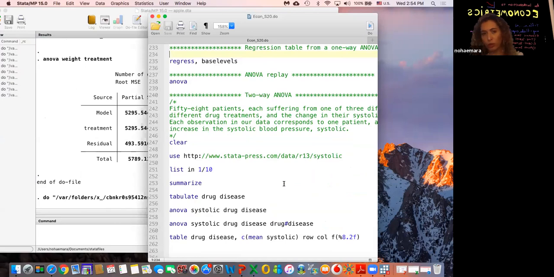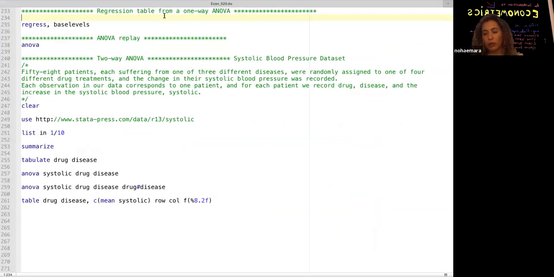The next one is the two-way ANOVA. So now we are analyzing at least two factors that are affecting the dependent variable. This one is the systolic blood pressure data set, and you're trying to test what factors affect the systolic blood pressure for a group of 58 patients. And we have this kind of combination. We have 3 diseases, and we also have 4 different drugs.